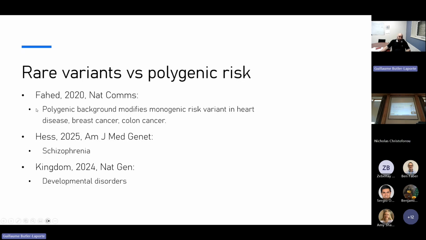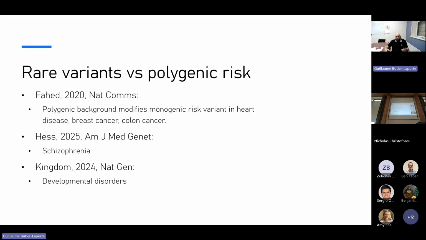Some of the earliest work I could find was actually in 2020. I'm not entirely sure, but this group only looked at coronary heart disease, breast cancer, and colon cancer. And I'll show you their figure for colon cancer after. They did find that yes, the polygenic risk of common variants does affect your risk of developing colon cancer, even if you carry an allele that is causal for Lynch syndrome. They found similar results in schizophrenia, and then also recently in Nature Genetics in developmental disorders, where they used educational attainment to measure developmental disorders as well as other measurements.